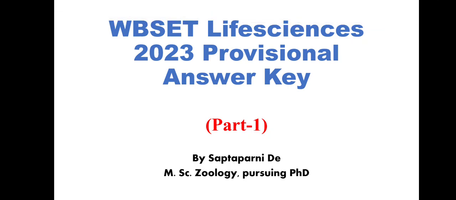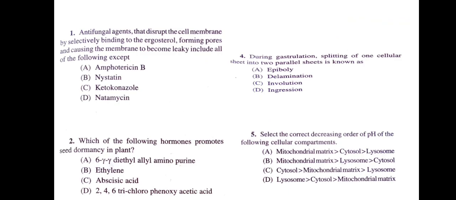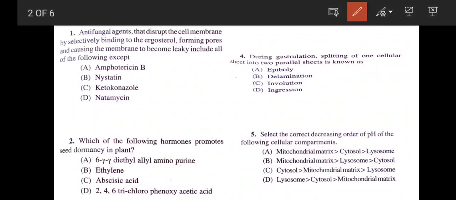So let's begin. The first question asks: antifungal agents that disrupt the cell membrane by selectively binding to ergosterol, forming pores and causing the membrane to become leaky include all of the following except which one? See here the options are amphotericin B, nystatin, ketoconazole and natamycin. Okay, the correct answer would be ketoconazole, because ketoconazole inhibits the ergosterol formation, but all others bind with ergosterol and form the leaky channel on the fungus membrane. Okay, so the correct answer is option C.